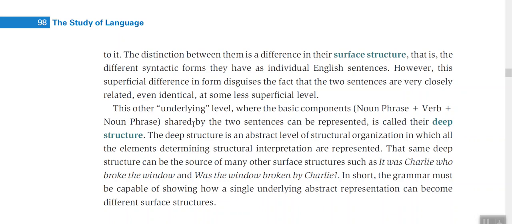Unseen, underlying level, implicit, covered, all have the same meaning here. So this other underlying level, where the basic components are, for example, noun phrase plus verb plus noun phrase, shared by the two sentences, can be represented. It's called their deep structure.